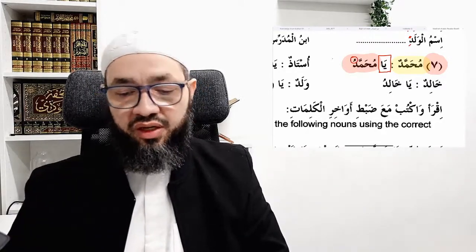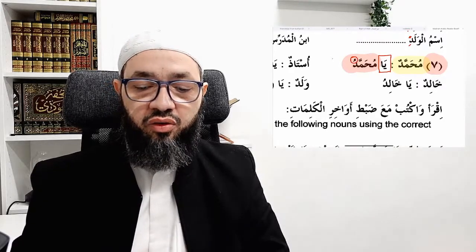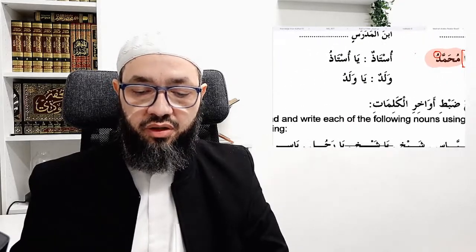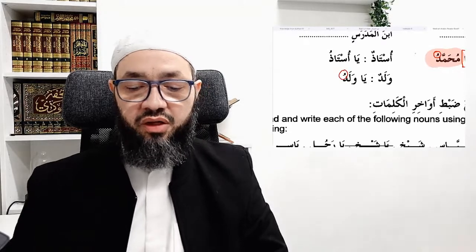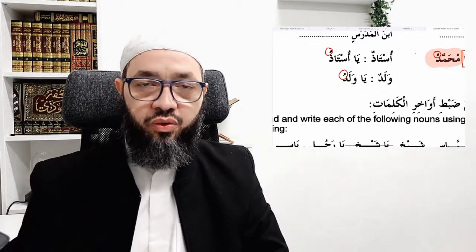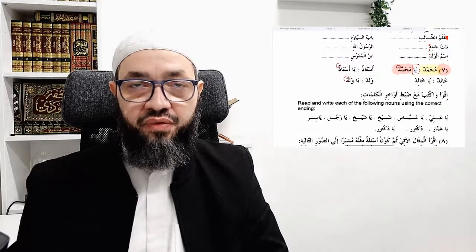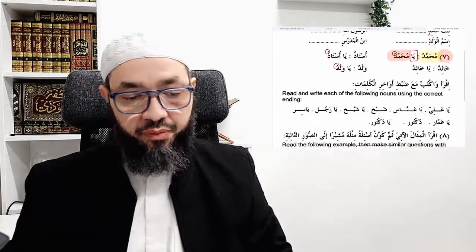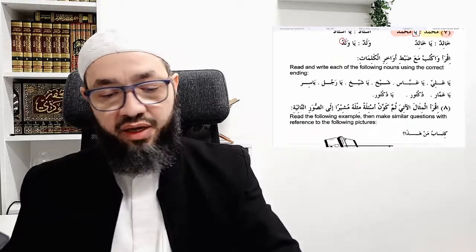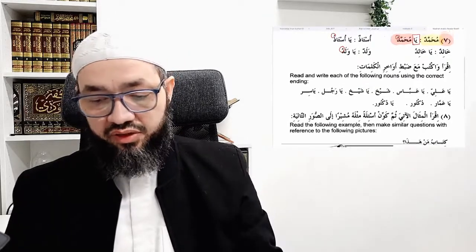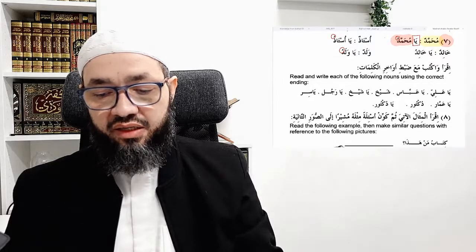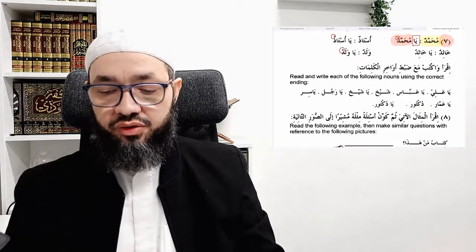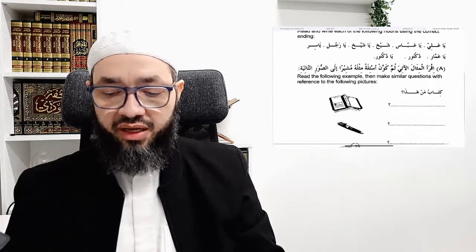So what that tells you is that the word after Ya loses the tanween. Waladun, boy, but you say Ya waladu, no tanween. Ustadhun, teacher. Ya ustadhu, no tanween. So the word after Ya, which is called the manada, the thing which is called, loses the tanween. Now it's asking you to do that exercise yourself. Ya Ali: does it end in Ya Aliyu or Ya Aliyun, Ya Aliyin, Ya Aliyi? You choose, based upon the principle. It's just applying that.